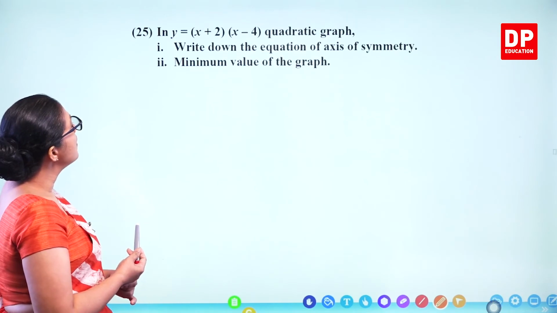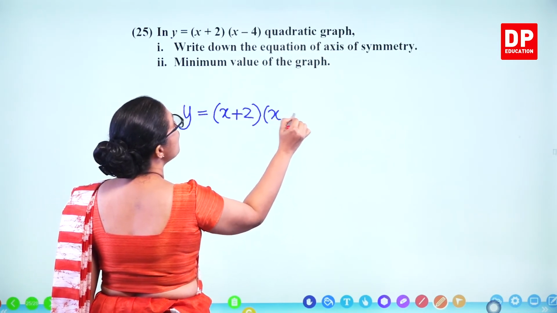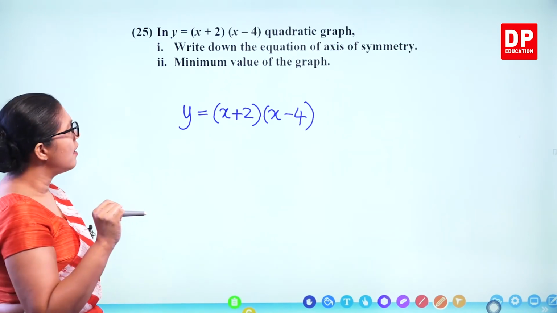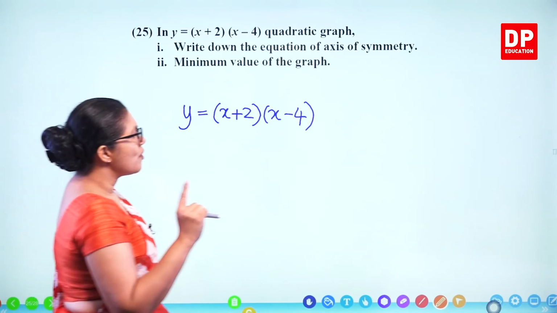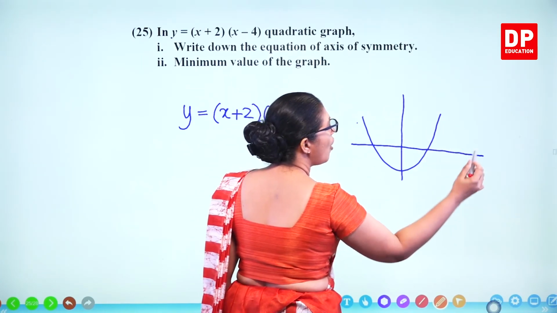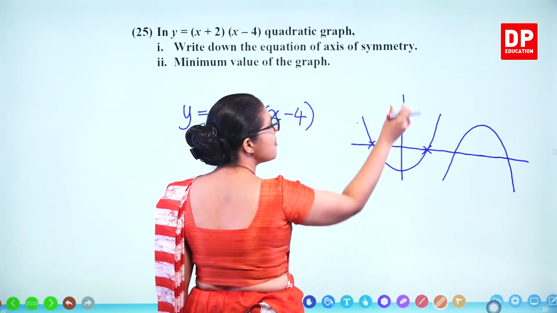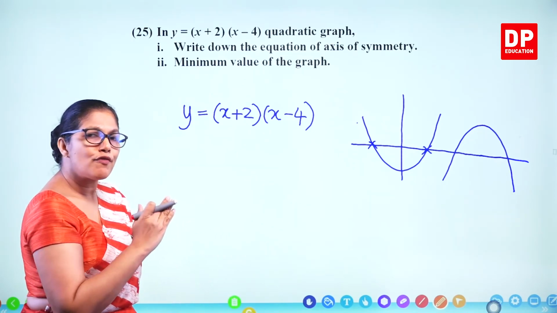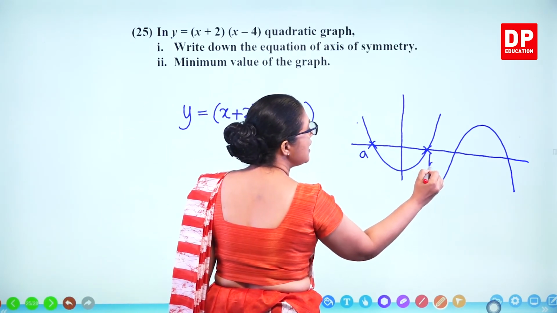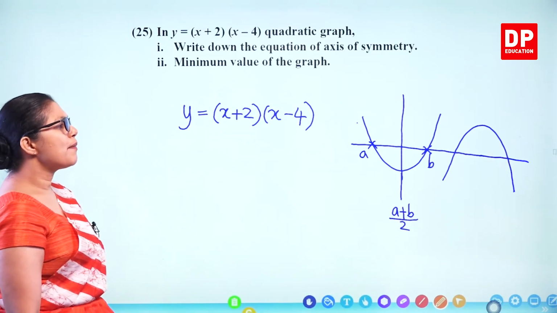Question number 25. In y equals x plus 2 and x minus 4 quadratic graph, write down the equation of the axis of symmetry. How do we find the axis of symmetry? If you know the x-intercepts, either this way or the other way, if you know these two values, the axis of symmetry is in the middle. How do you find the middle value? You can add and divide by 2. So if this is A, this is B, the axis of symmetry is A plus B divided by 2. We can use that property.